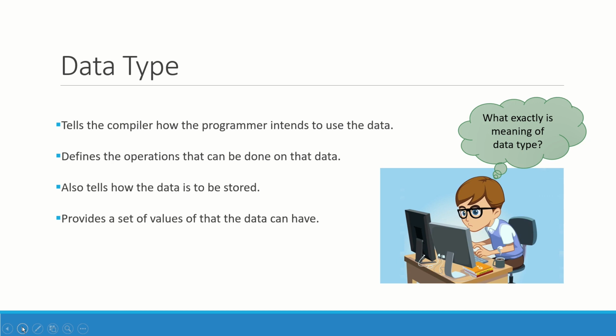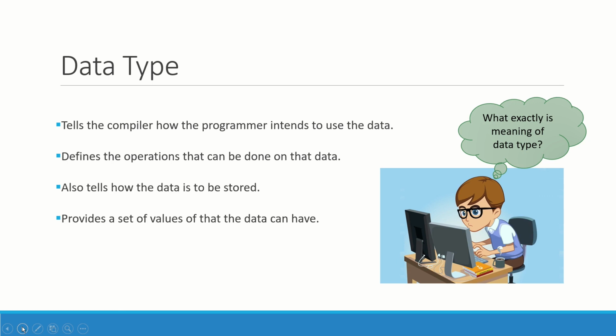Data type tells the compiler how the programmer intends to use the value, whether they intend to use it as an integer or as a real number or something else. It also defines the operations that can be performed on the data. For example, we can multiply two numbers but we cannot multiply two strings, so the operations are clearly defined by the language. It also tells the compiler how the data is to be stored.